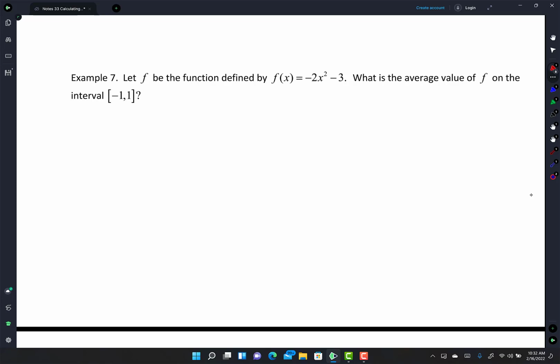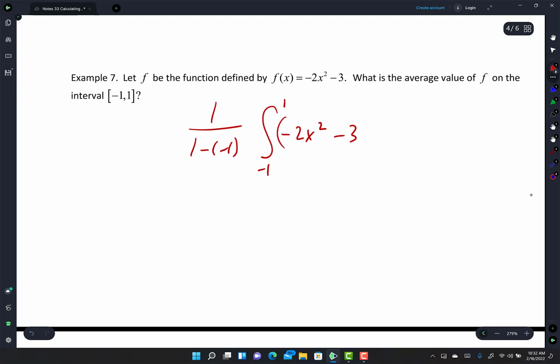Okay, let's just do it. Let's just do it with our little formula here. So 1 over 1 minus -1. You don't have to always do that, guys. If you know that the difference between -1 and 1 is 2, you can just do 1/2. Integral between -1 and 1 of negative 2x squared minus 3. I already started it, so too bad.